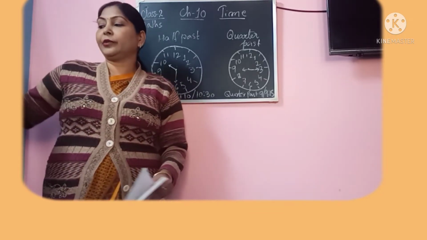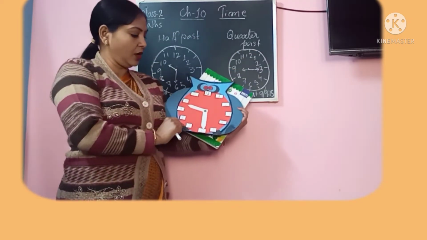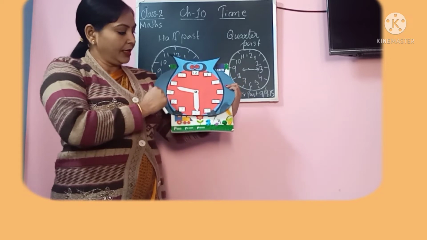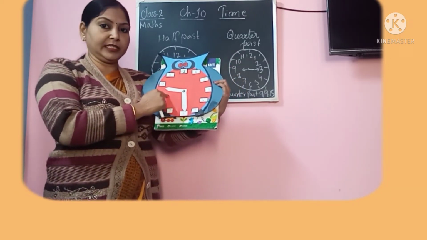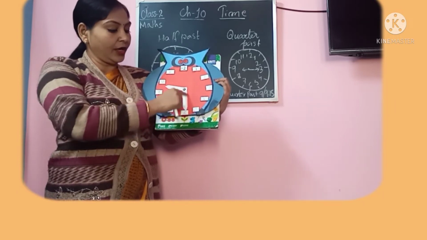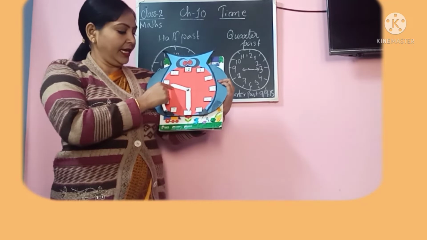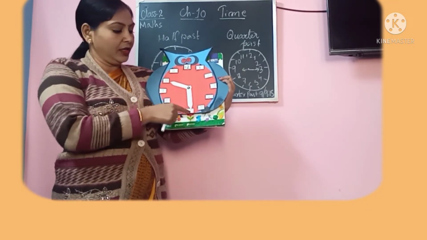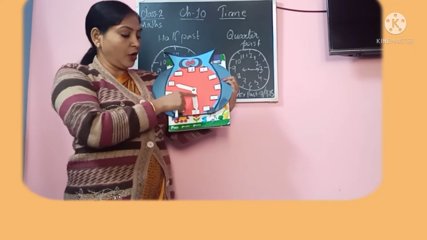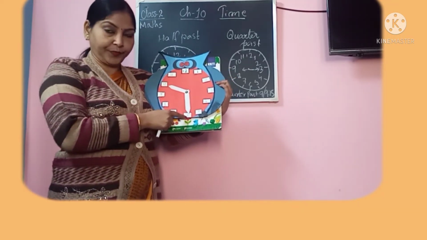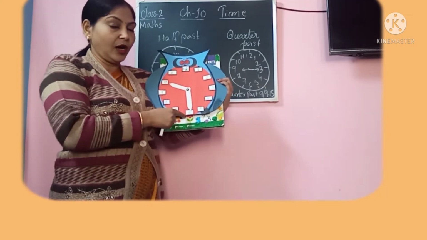Like here you can see this clock. Here I showed you, the smaller or shorter hand is the hour hand and the longer hand is the minute hand. When the shorter hand is pointing at 10 and the longer hand is pointing at 6, how many minutes has it covered? How do we read the minutes?